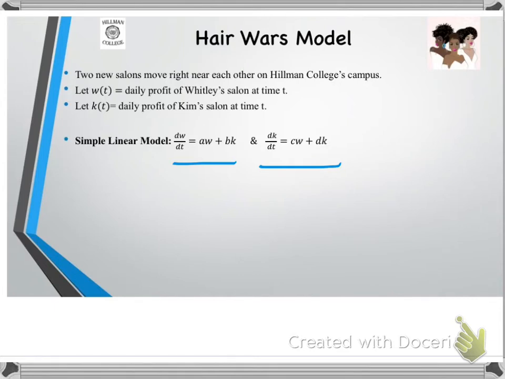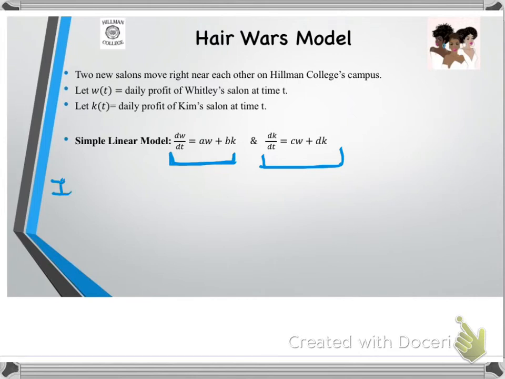Okay. And so the parameter A, we're going to analyze the rate of change of Whitley's profits per day, at some time T. Because the rate of change of Kim's is similar, whatever we analyze for Whitley, the same rules will apply for Kim, right? So A measures the effect on the rate of change of her profit, which is dW over dt.